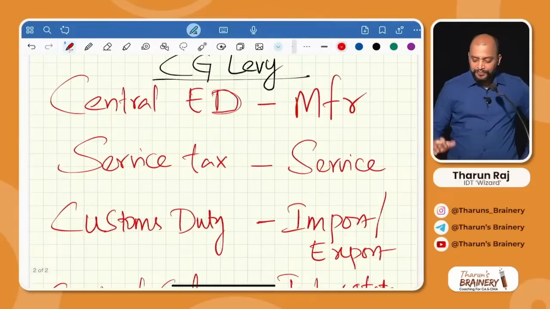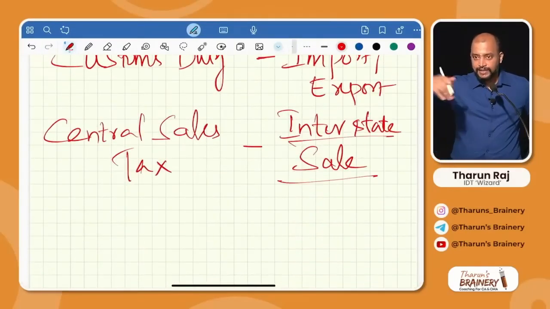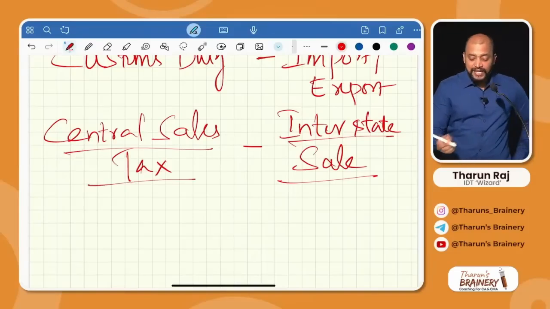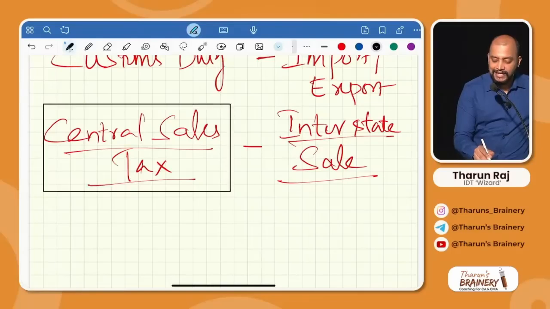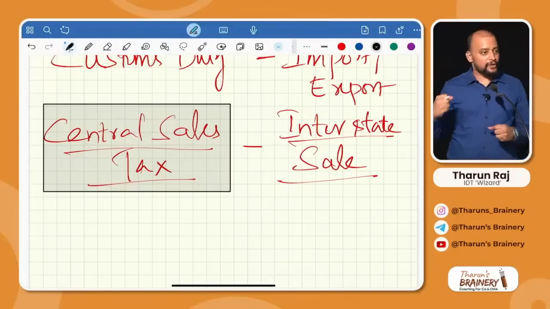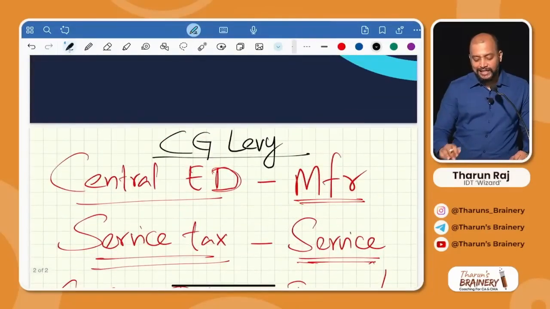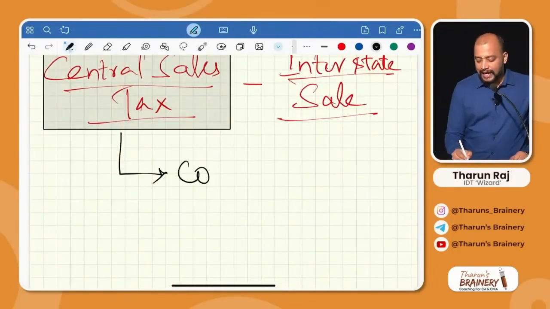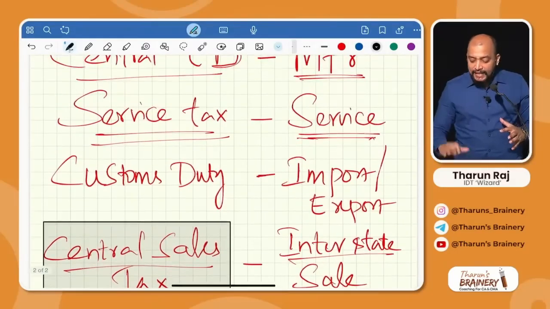Whenever manufacture happens, central excise duty; whenever service happens, service tax; and whenever interstate sale happens, from one state to another state, central sales tax. But central sales tax has a speciality here. Even though central sales tax is levied by the central government, it was collected and retained by the state government, okay. Who used to collect it and retain it? The state government. So even though it comes under central government levy, it was collected by the state government, okay.